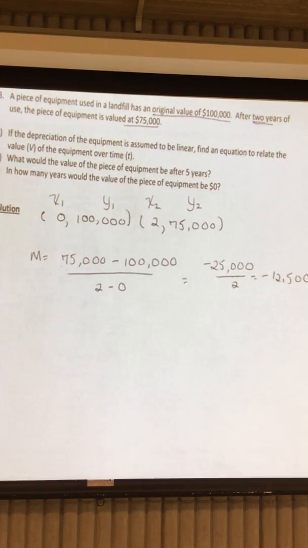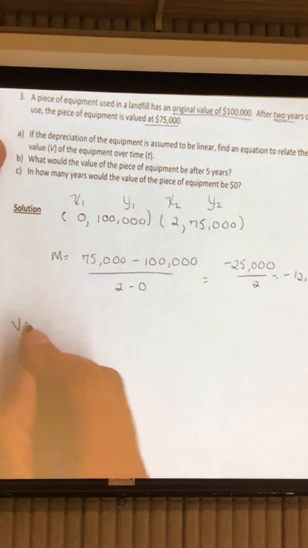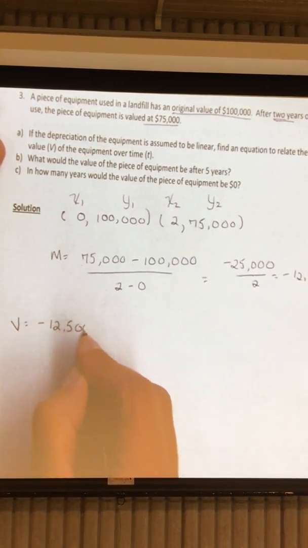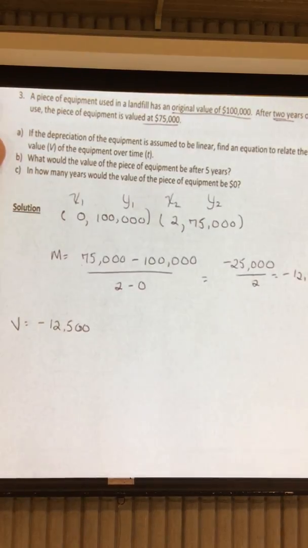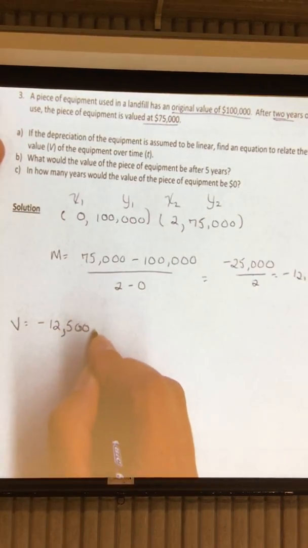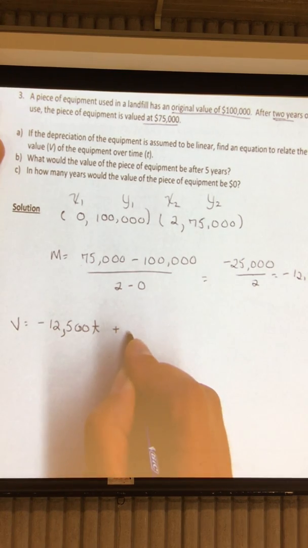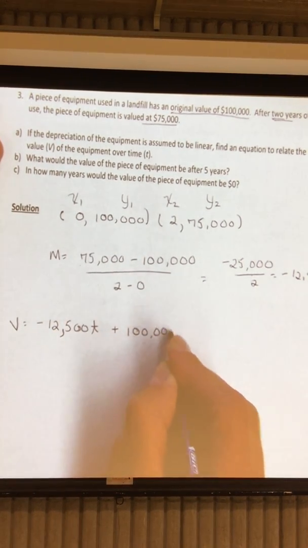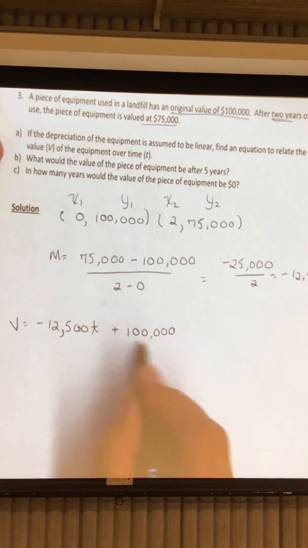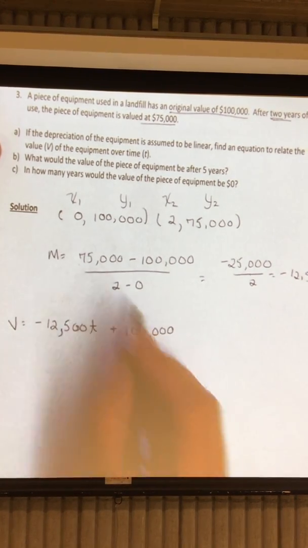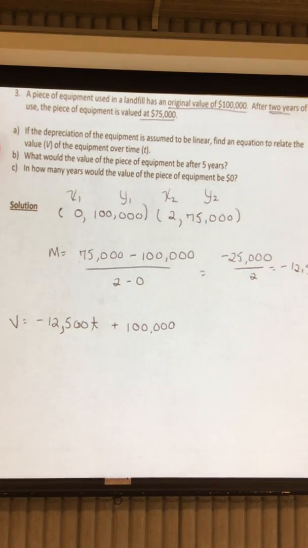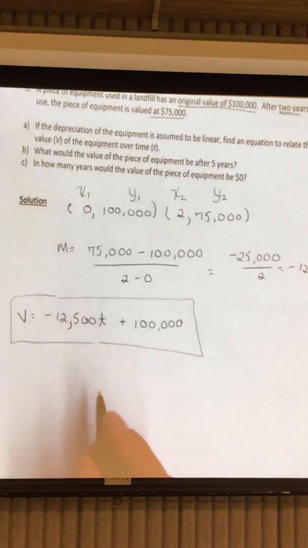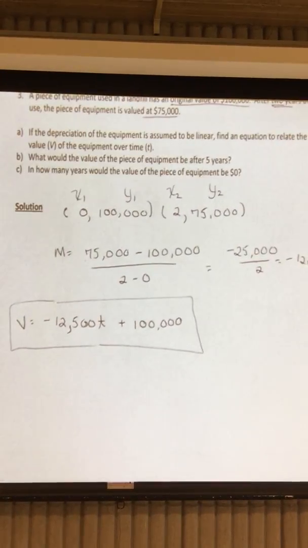So now our equation: V is equal to m, which is our slope, so negative 12,500 t plus our original value of 100,000. Again, this is y equals mx plus b. This value is your y-intercept because your x value is 0. So now once we have our equation, we can solve letter B.